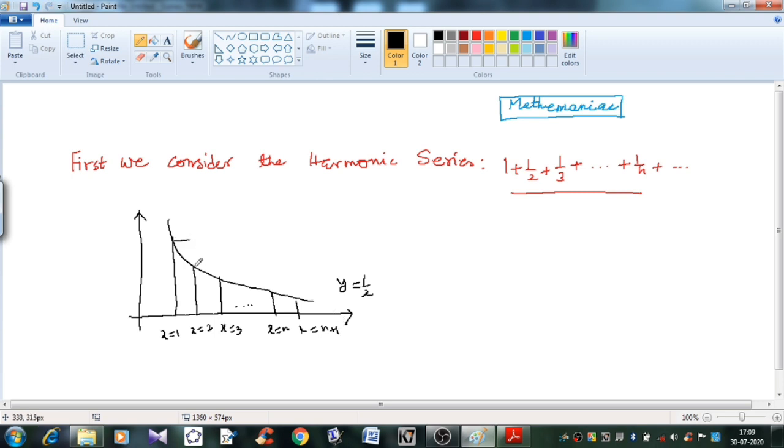Next, we consider the rectangles like that. So next, we consider these rectangles. Now, the area of this rectangle is obviously 1, right? And the area of this rectangle is half, right? And obviously the area of this rectangle is 1 by n. So the sum of these numbers, that is 1 plus half plus 1 third plus 1 by n, represents the area of these rectangles, right?